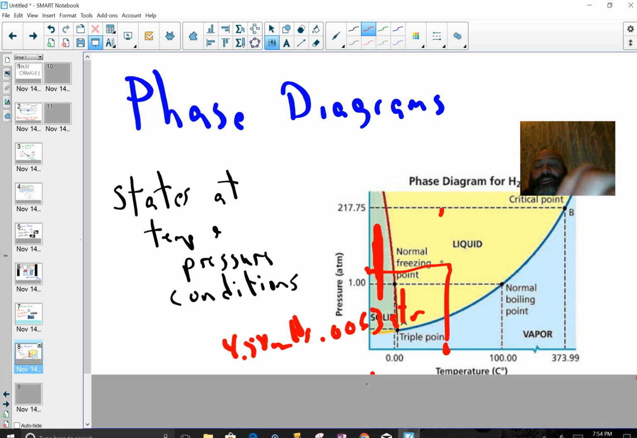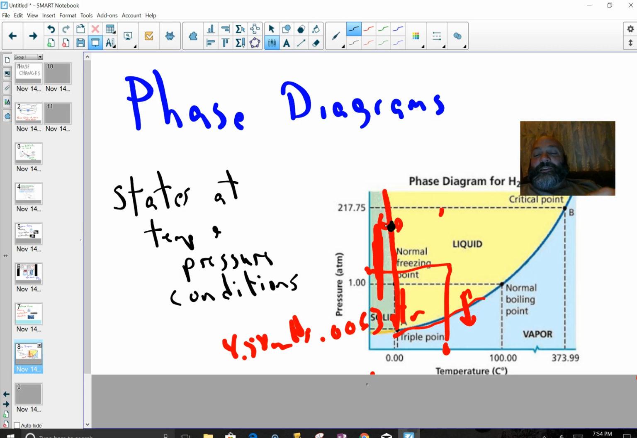Another thing that's interesting is if we follow right along one of these lines, you're in equilibrium. That means if I'm at this point on the line, I have as much water melting to liquid as I have liquid water freezing to solid. So in equilibrium, we're not changing how much stuff we have. There's a balance between our phase changes at any particular point on that line.